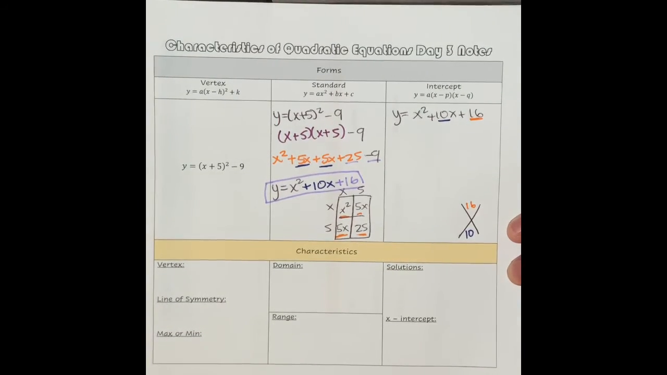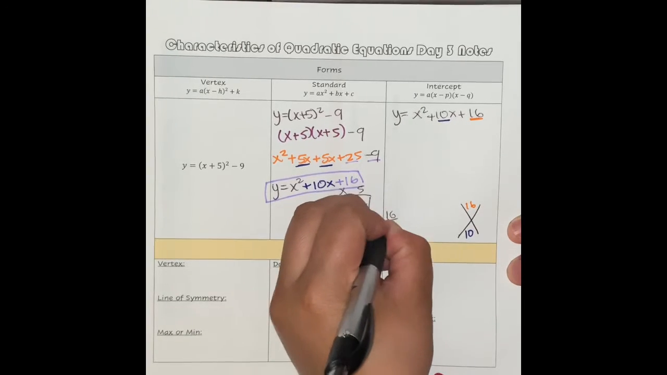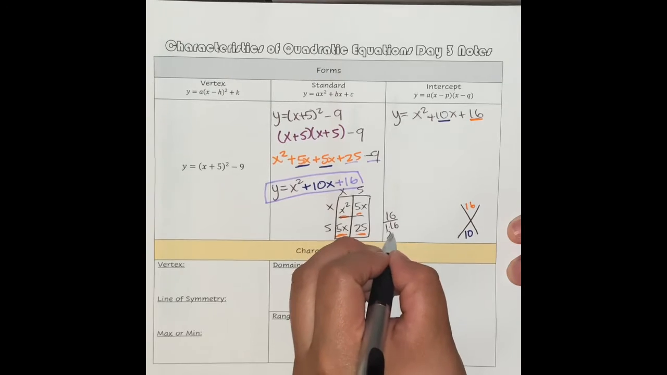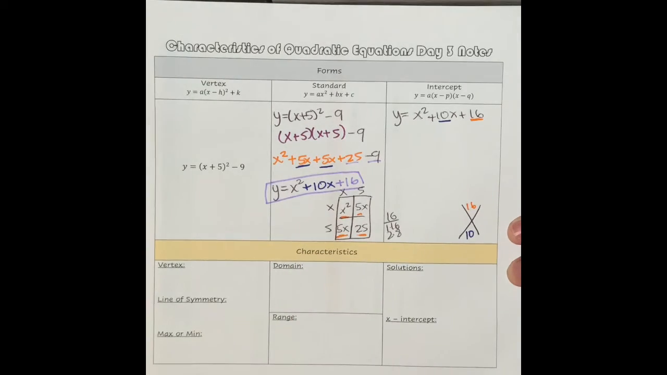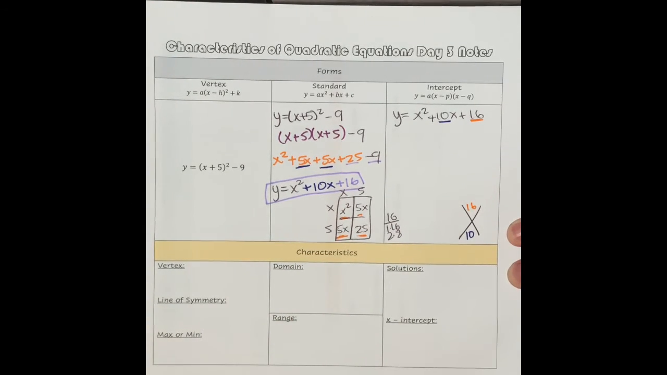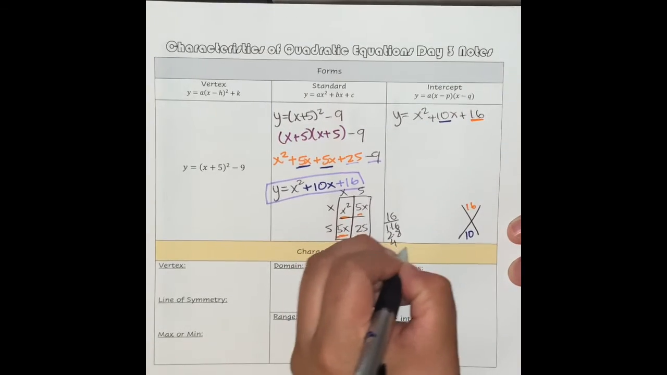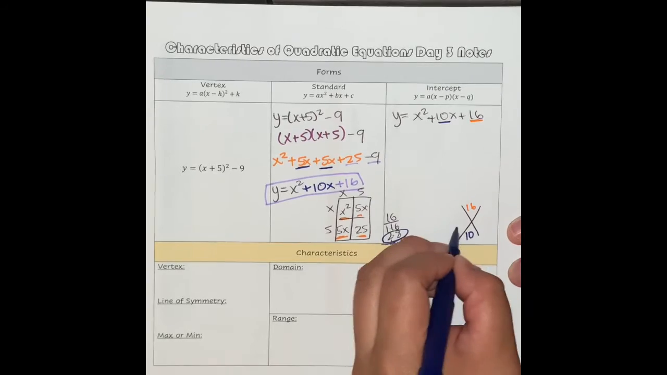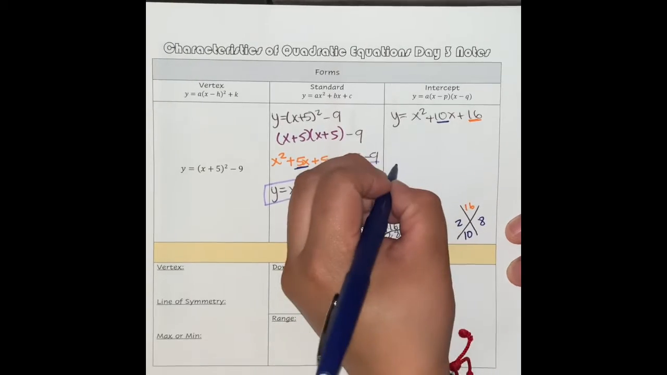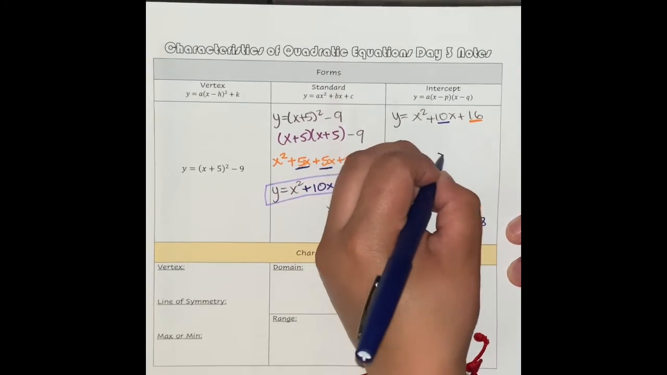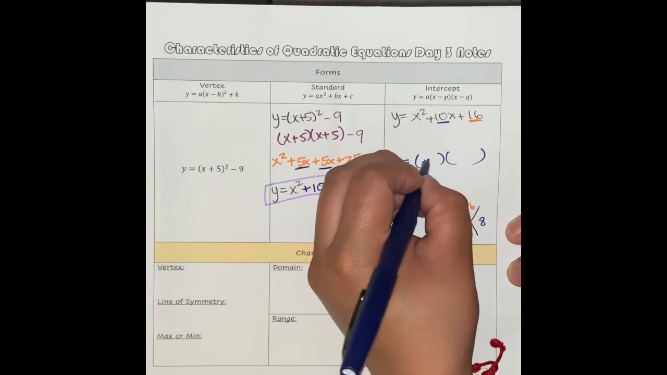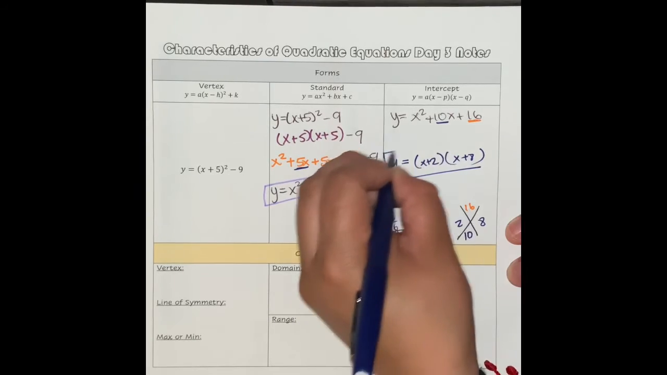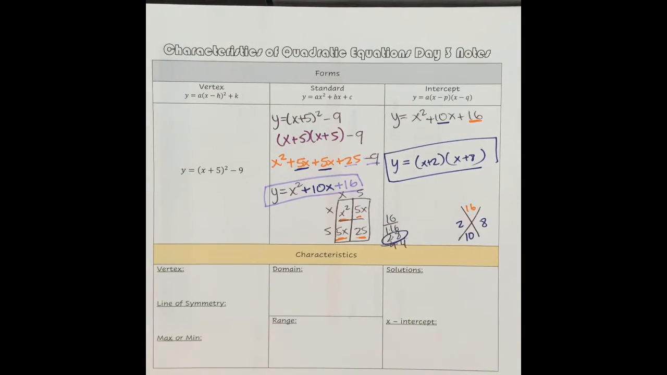If I'm going to look for my factors of 16, it'd be 1 times 16, 2 times 8, and 3 does not work, 4 times 4. My two numbers would be 2 and 8. So it'd be y equals my parentheses, x plus 2, x plus 8. And that's my intercept form.